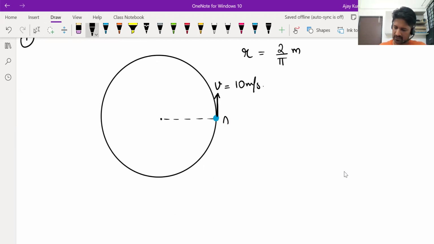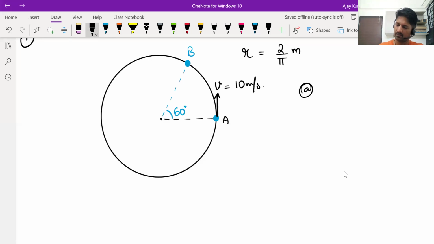Let's call this position A. After some time, it will definitely reach some position B here. Let's say the angle between these two positions is 53 degrees. Or, okay, let's take 60. Fine.